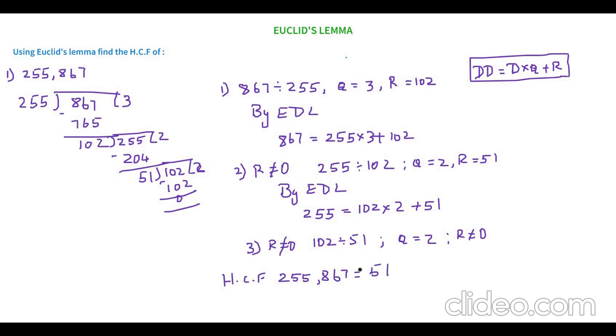The last divisor is always the HCF. So isn't it easy? We are just going to do the repeated division and we are going to use the formula. So you can easily remember: dividend equals divisor times quotient plus remainder. Isn't it easy?